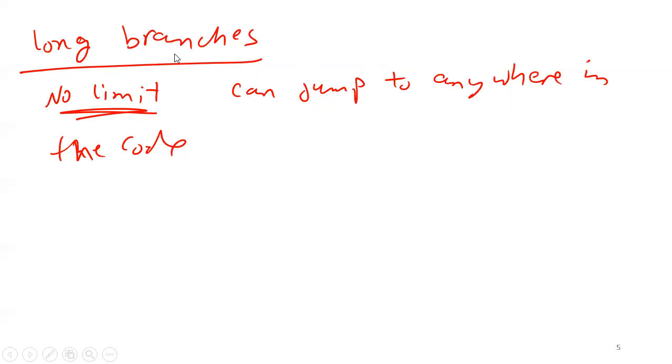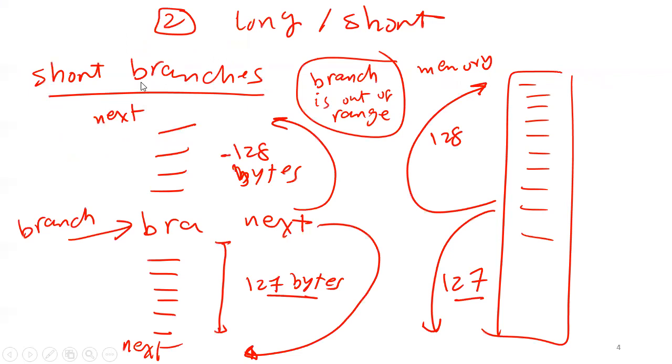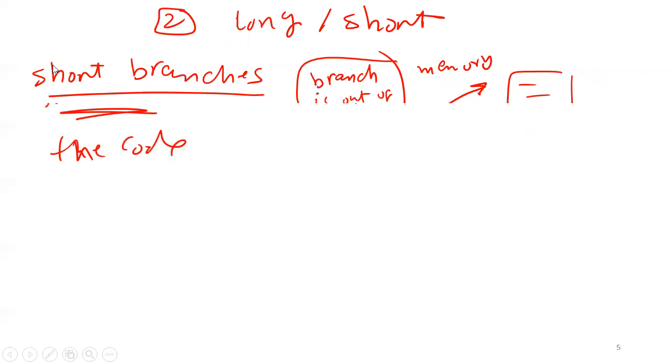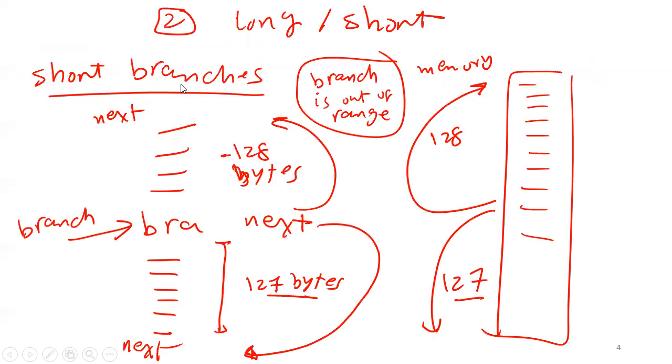efficient. That means less efficient means they take more space in machine code. The machine code is bigger. Also, it's going to take more time to execute the instruction. Okay, but this one is more efficient. So this is one advantage in short branches comparing to long branches. This one is more efficient.